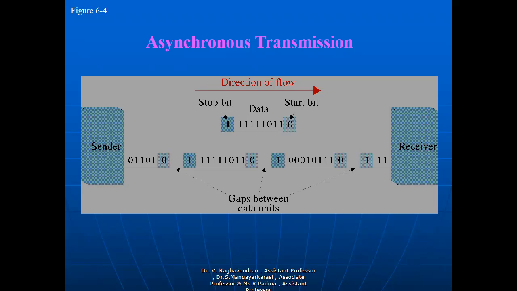every message. The start bit is used to identify to the receiver that it is the starting of a new byte. The stop bit is used for identifying where the first byte stops. After that, the gap is used for identifying where the next data unit arrives. So these things are represented here in the diagram.